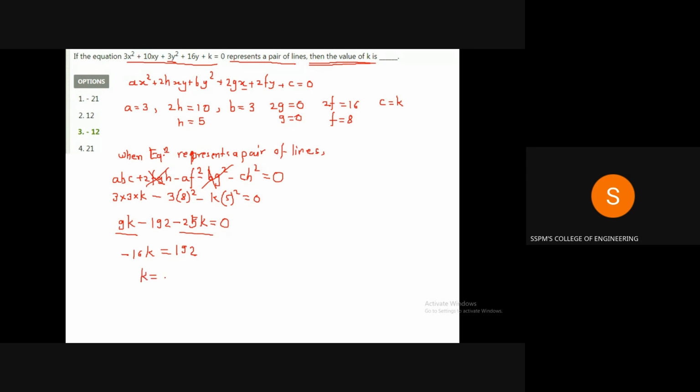Therefore K is equal to 192 divided by minus 16, that is K is equal to minus 12. If you divide this 192 by 16, you will get the answer as minus 12. So this is the correct option. Okay, remember this formula, that is ABC into 2FGH minus AF square minus BG square minus CH square is equal to 0. Whenever you are given that some equation represents a pair of lines, you can write this.